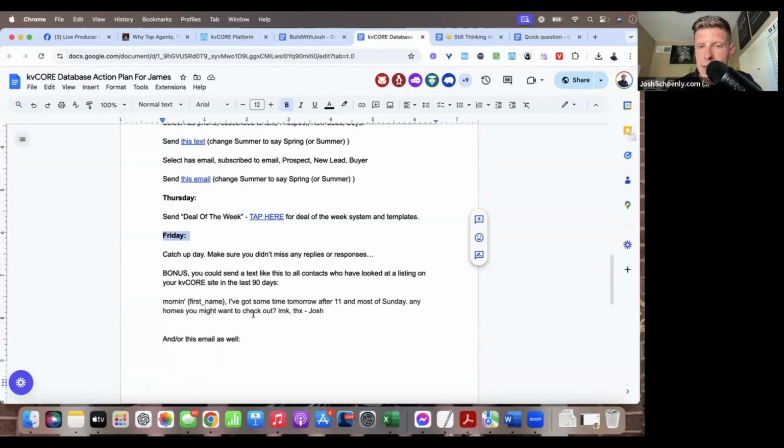And then Friday, I put as a catch-up day, and as a bonus, you could send a text like the one, and this one I just put directly in the document here. The contacts who have looked at a listing in the last 90 days, or it could be 30 days, it could be 7 days. You can filter for whatever you want in kvCORE. And if you don't have a way to filter for that, just pick a bucket. You could send it again. If you sent the text to the actives on Tuesday, you can send another one on Friday.